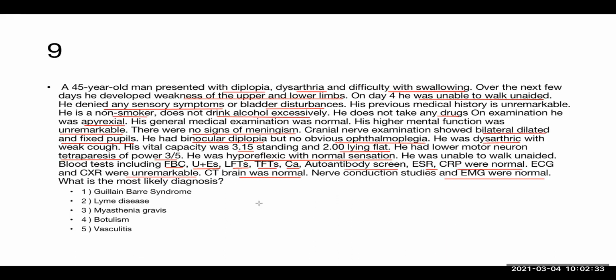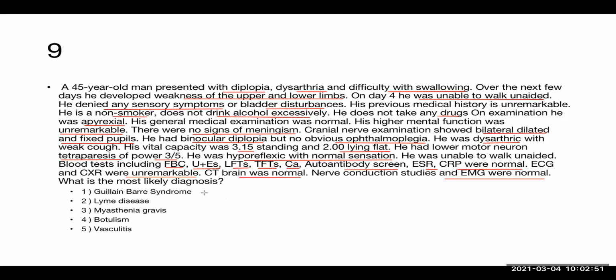Now, let's come to the point here. Guillain-Barré syndrome is ascending paralysis. So nobody is choosing that answer, and they're absolutely correct. There's no clue for ascending paralysis. This is the case of descending paralysis, so it can be easily ruled out.